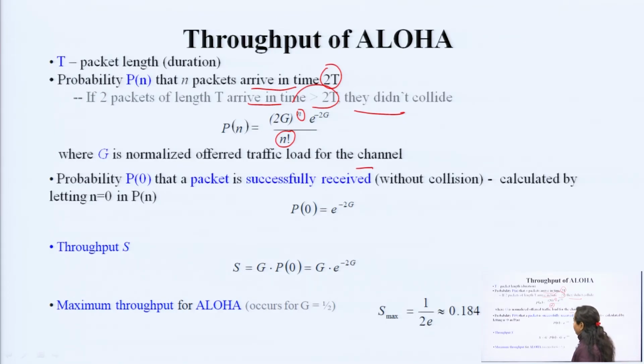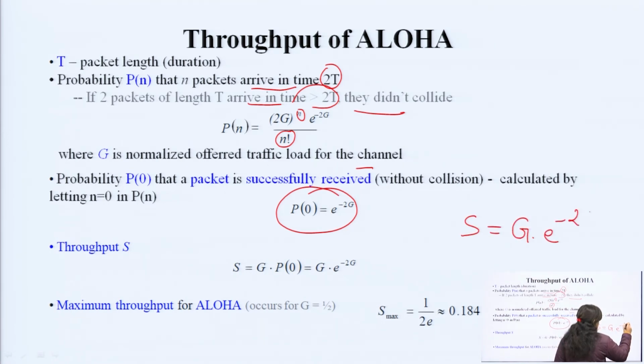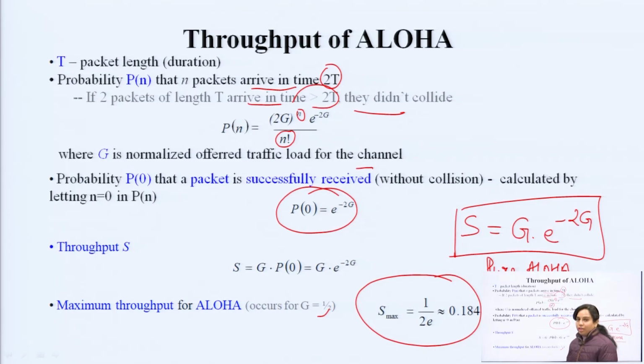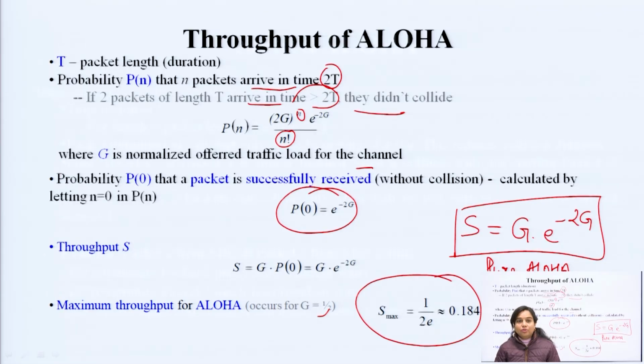Now, if we want to calculate at n equal to 0, this formula reduces to e to the power minus 2g. So, this particular formula, that is S is equal to g times e to the power minus 2g, is the throughput formula for pure Aloha. So, the maximum throughput for pure Aloha is given when g is half, which is 0.184. So, that is the maximum value for pure Aloha when g is equal to half.